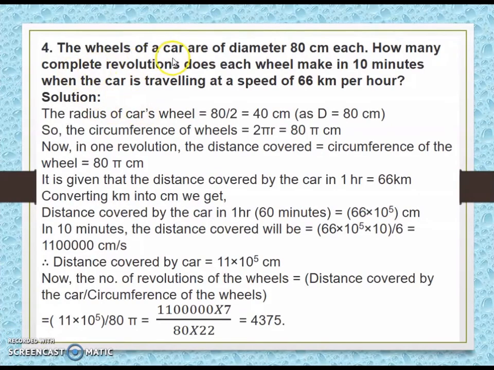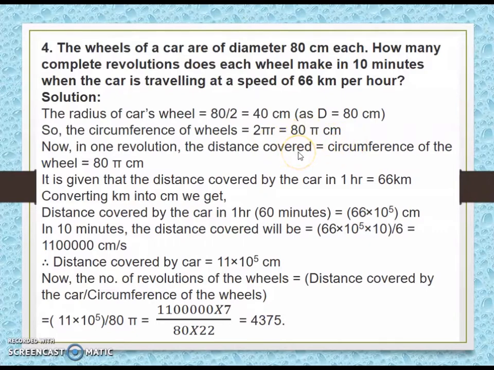Okay, so the wheels of a car are of diameter 80 centimeter each. How many complete revolutions does each wheel make in 10 minutes when the car is traveling at a speed of 66 kilometers per hour? Now here the diameter of the wheel of the car is given. So radius you can find out by dividing by 2. So the radius of the wheel will be 40 centimeter. Now the circumference of this wheel is 2 pi r. So with that you can substitute the value of radius and find it out, that is 80 pi centimeter.